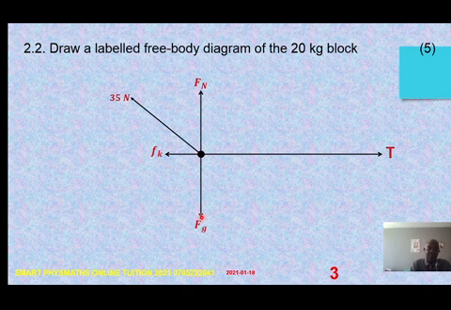Don't forget something here: if they say draw a free body diagram, all the arrows must be coming from the dot. There is no single arrow pointing towards the dot except in a force diagram. Let us proceed.